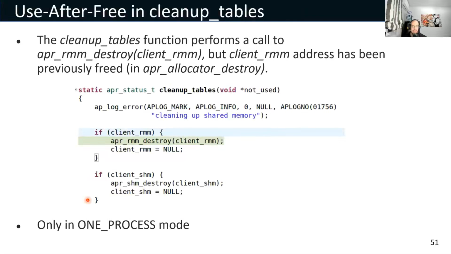Okay, let's see the third vulnerability. Here we have a use-after-free in the cleanup_tables function. This function calls the rmm_destroy function, as you can see in this line. And the thing is that this memory has been previously freed by the APR allocator destroy. So we are trying to access an address that is no longer valid, leading to a use-after-free bug. It's important to mention that this vulnerability can only be triggered in the one process mode.